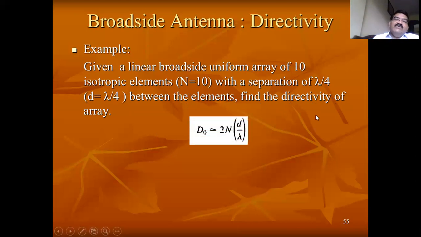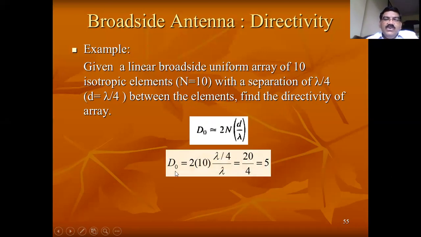We have the directivity formula, a simple numerical: D0 equals 2nd by lambda. We have every parameter. So D0 equals 2n, where n is the number of elements, 10, lambda, 10, and d is what?